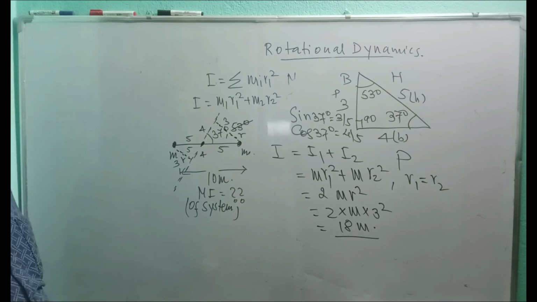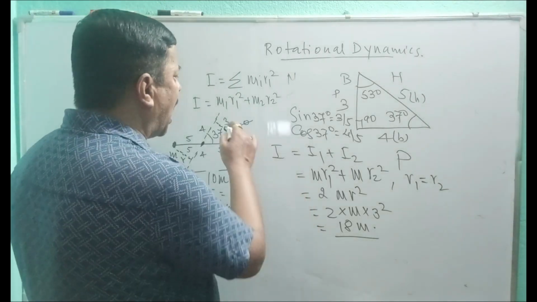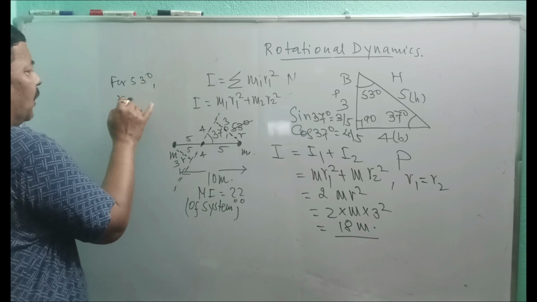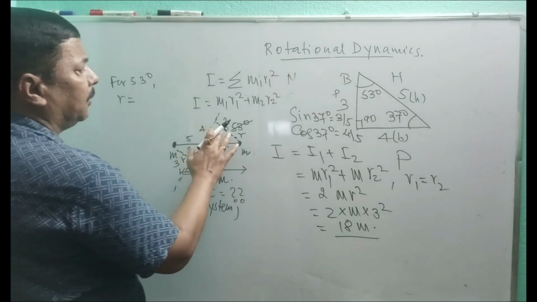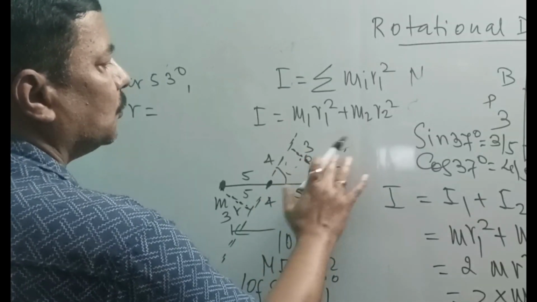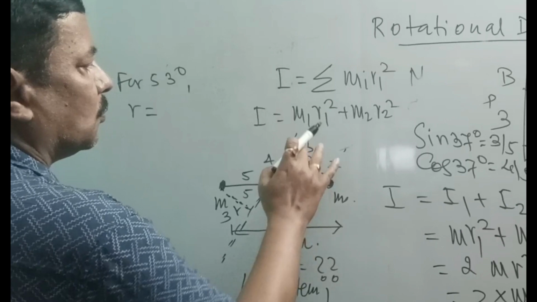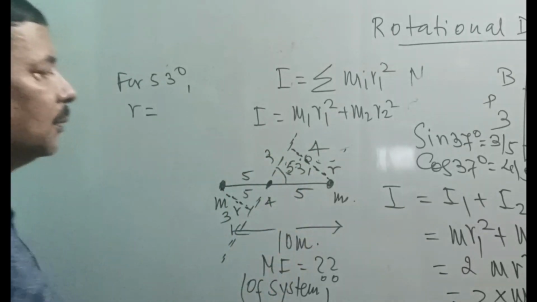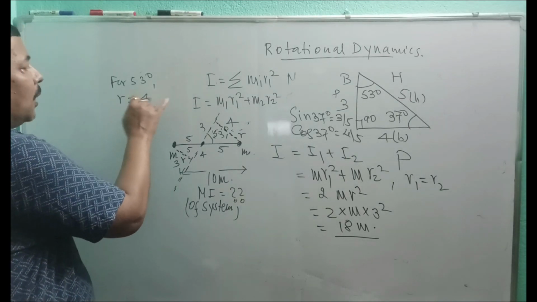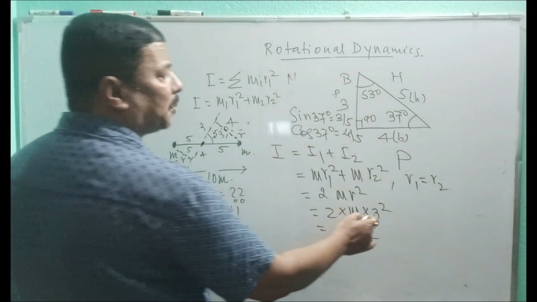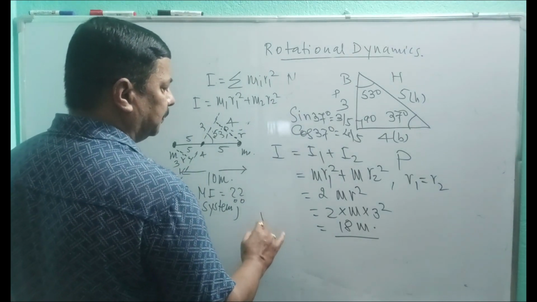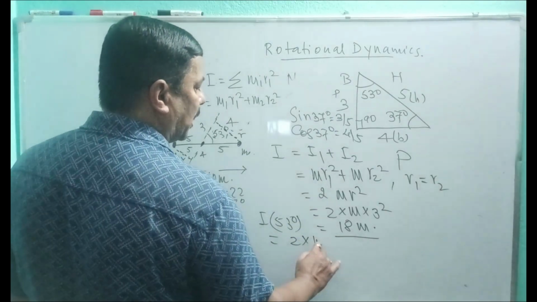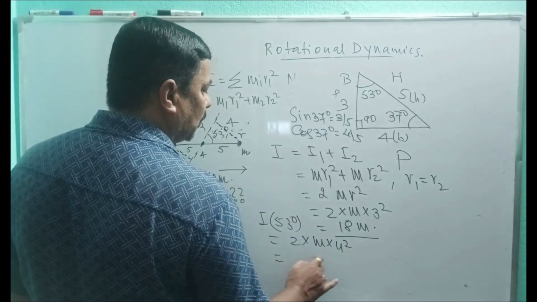If you take the case of 53 degree, what will be the value? Similarly, the r value for 53 degree: now I am taking 53 degree. This will become 4, 3. So for 53 degree, r will become 4. And when r becomes 4, we can replace it by 4 and we can get I for 53 degree. When the axis is at 53 degree, 2 into m into 4 square, that is your 32m.